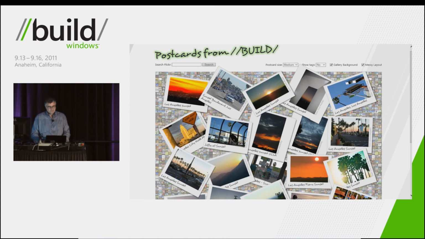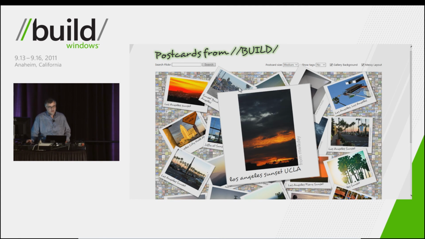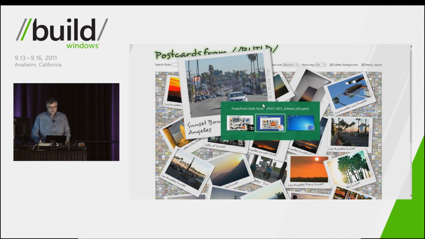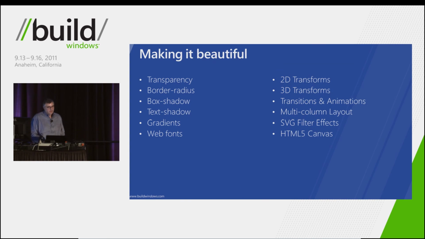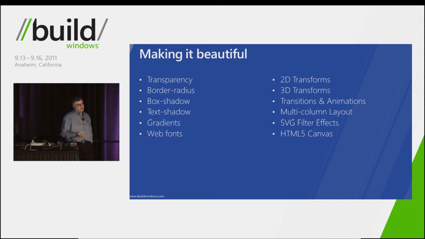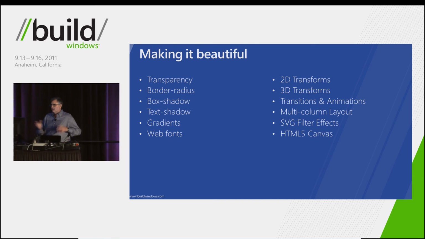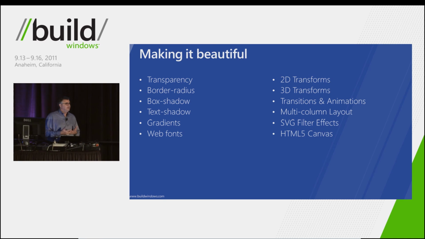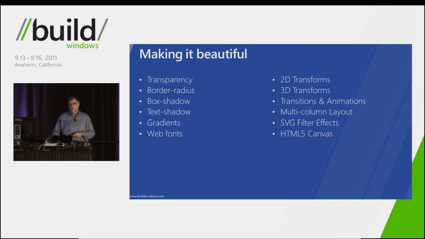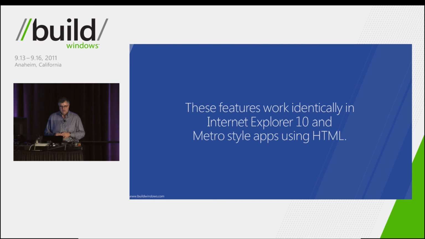So put it together, it's about interaction. That's what we want it to be. Everything we've looked at, we've hit on the transparency, the border radius, box shadow, text shadow, gradients, and web fonts, all sort of up front. The richer and deeper things: transforms, animations, transitions, multi-column, good, another session. Filter effects and Canvas, just a brief take here, go off and explore. It's a great thing to learn about.